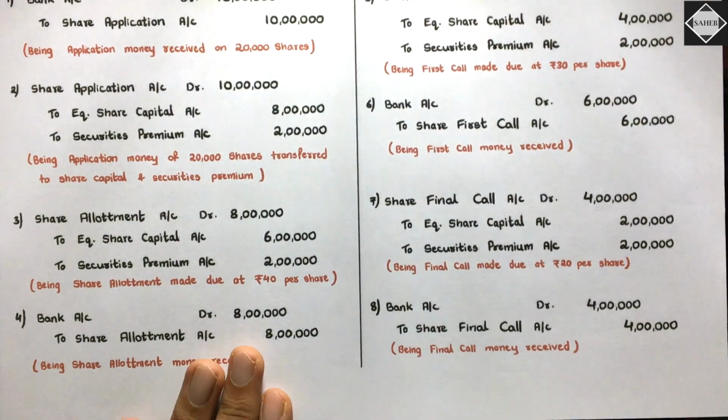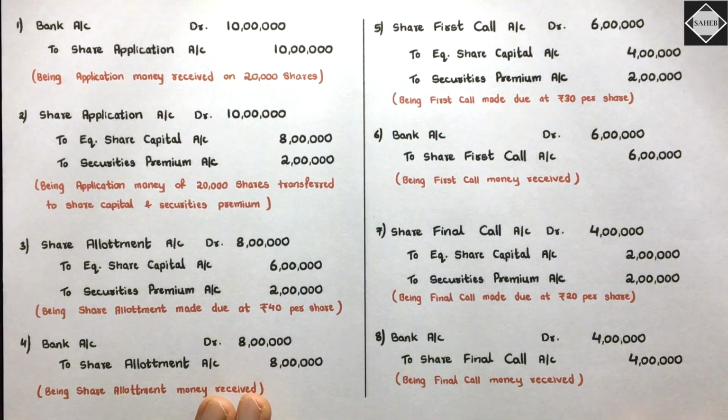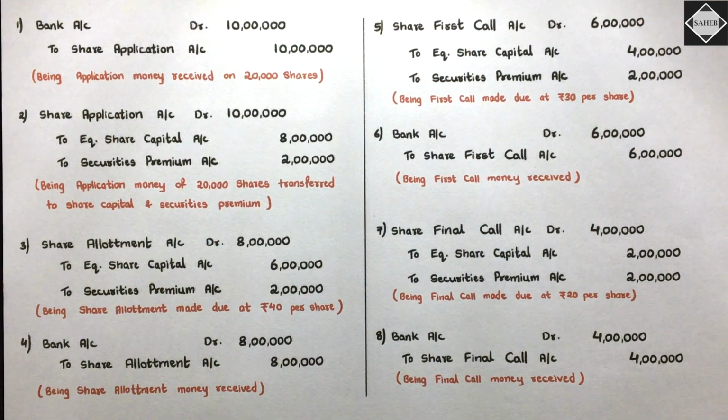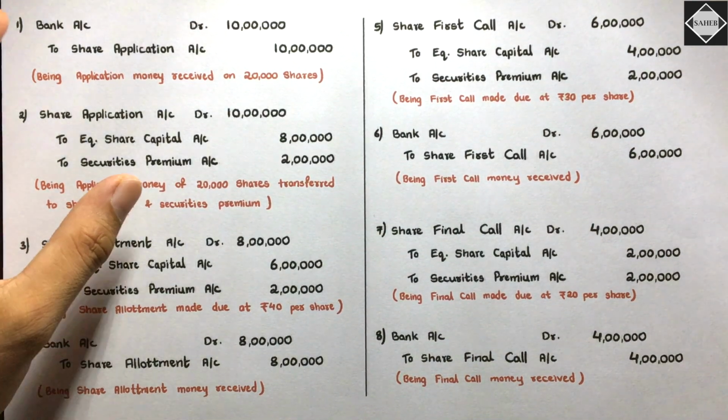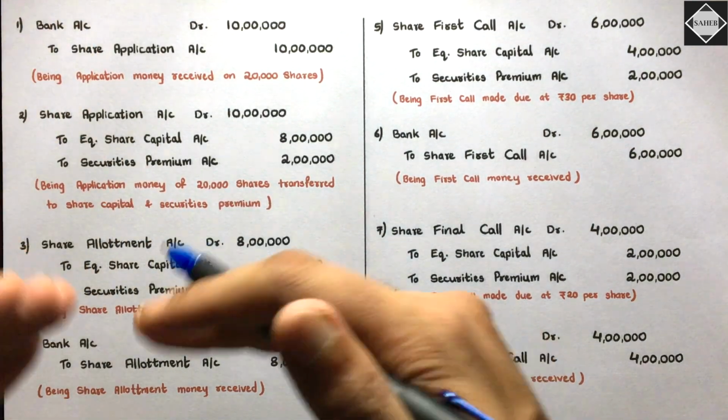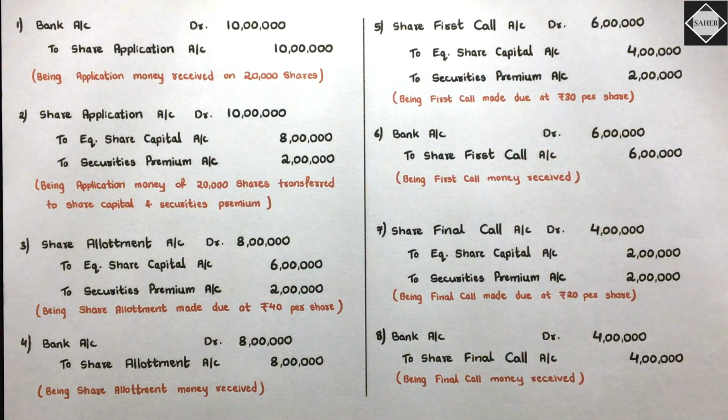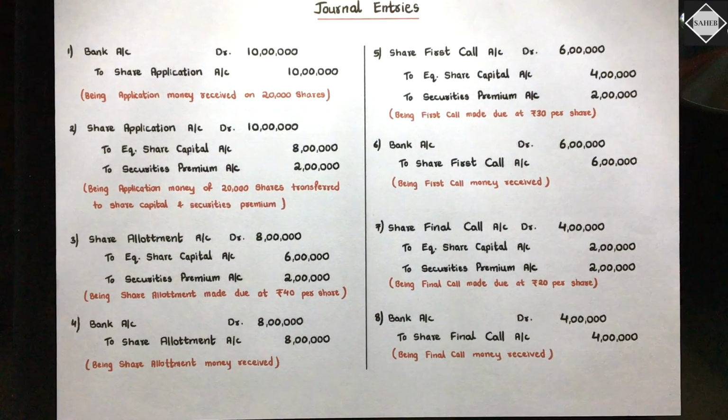Is it clear? Really simple and straightforward. You understood all these entries. Only the application thing is a little bit opposite. Rest everything is the same. Copy paste, copy paste, copy paste. Just the names are changing, right? Simple and straightforward. You understood this?